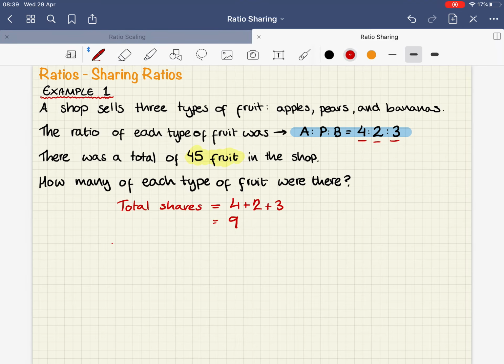Then the next thing we want to do is find the value of 1 share. So 9 shares total is going to be that 45 fruit. I want to find out how many fruit is going to be in 1 share. So I take that 45 value and I divide it by my total shares. So 1 share has a value of 5. So every share I have, that is going to be 5 fruit.